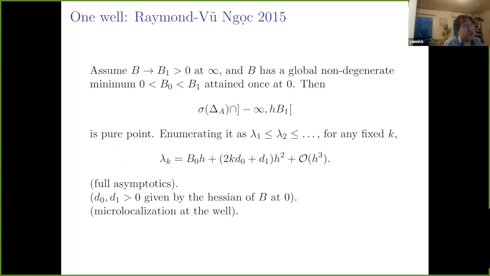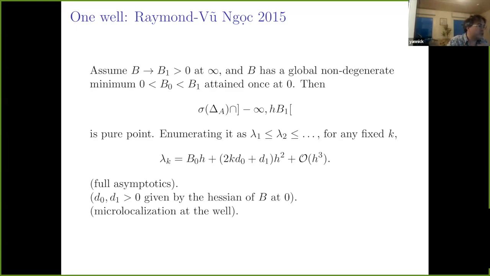So assume something at infinity. Here, I assume that B has a limit which is positive at infinity, but maybe B goes to infinity at infinity, as long as you're in some functional analytic context where you can make sense of the operator and show it has a self-adjoint extension and a legitimate spectrum, so that the question is well posed. Okay, and also assume that B has a global non-degenerate minimum, B0, also positive. And what's really important is that at infinity, you're strictly above B0. Then the spectrum of your magnetic Laplacian is discrete below the value that's attained at infinity. And it's discrete in a strong sense: it's only isolated points, and each point has finite multiplicity.